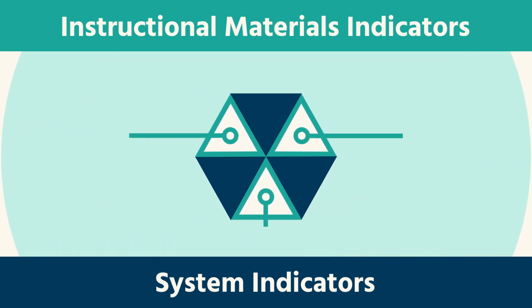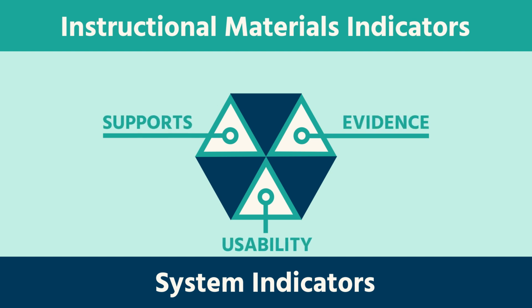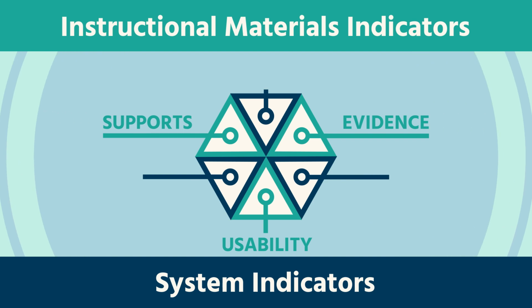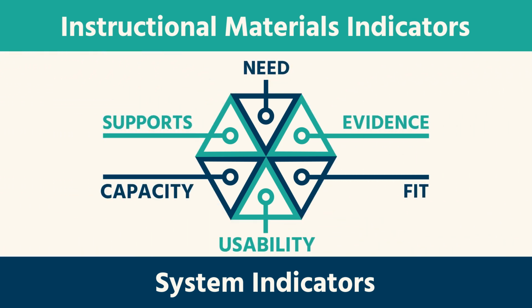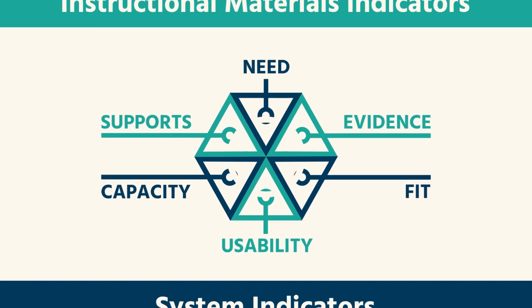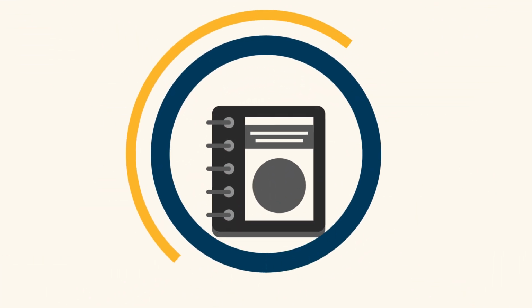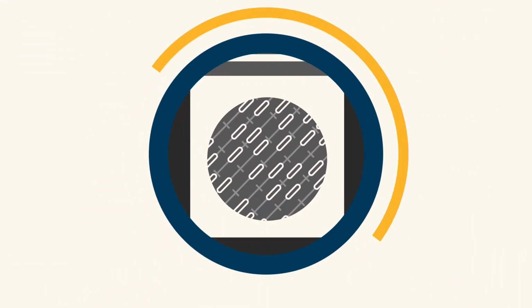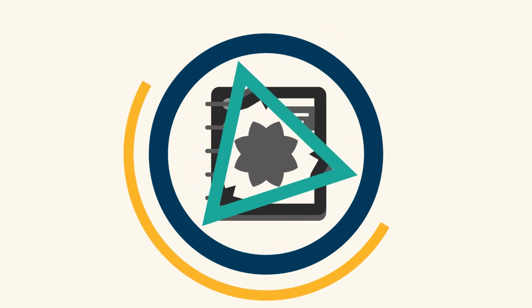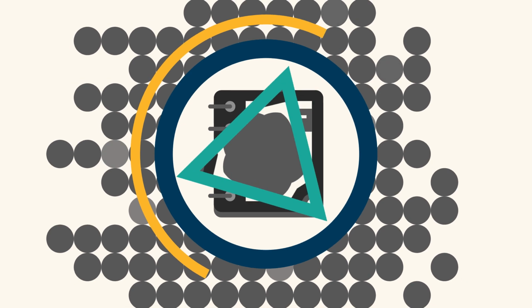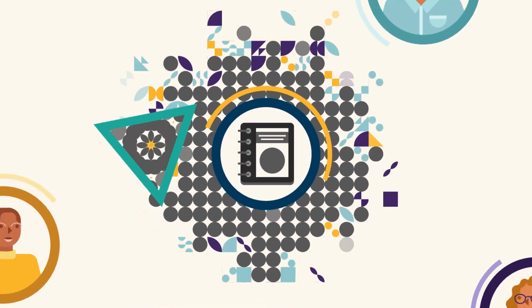The instructional materials indicators ask teams to think about the evidence, usability, and supports related to the materials. The system indicators ask teams to consider your system's needs, the fit with your system, and the capacity of your system to implement the materials. You can think of these indicators as lenses for evaluating the materials under consideration. However, instead of a lens like a microscope that might help you zoom in on the instructional materials, these lenses are more like kaleidoscopes. They allow you to see multiple perspectives of key stakeholders in relationship to the instructional materials.